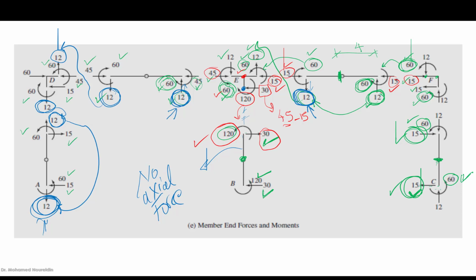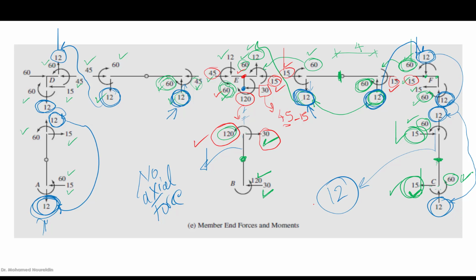Now let's go to the right column. Look at the 12 here. This 12 is going to be reversed on the joint, which is 12 here, and this 12 is going to be reversed at the bottom of the joint, which is 12 here, from the summation of y equal to 0. Then this would be reversed here, 12, and then this would be reversed here, which is 12. This means that the axial force in this column is 12, based on this.